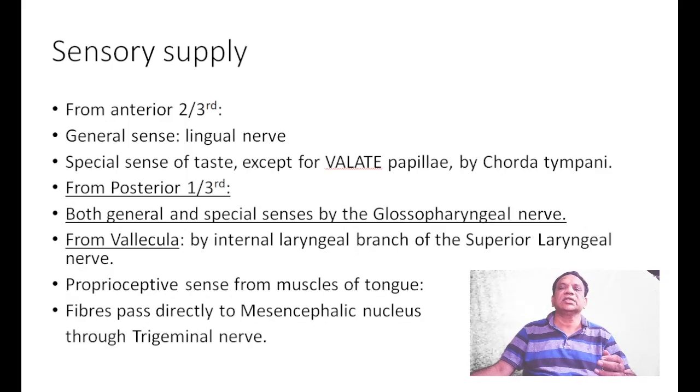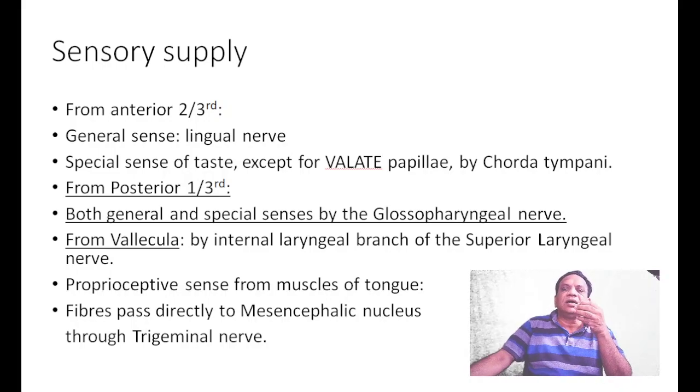Then coming to the sensory supply. The most important function of the tongue is the sensation of taste. From the anterior two-thirds, general sense is there also. If we bite our tongue, we feel the pain, or the heat of liquids or food. These are all named general sense. These general senses are carried by the lingual nerve itself. The lingual nerve is a branch of the mandibular nerve, which again is a branch of the trigeminal nerve, with their sensory nuclei.